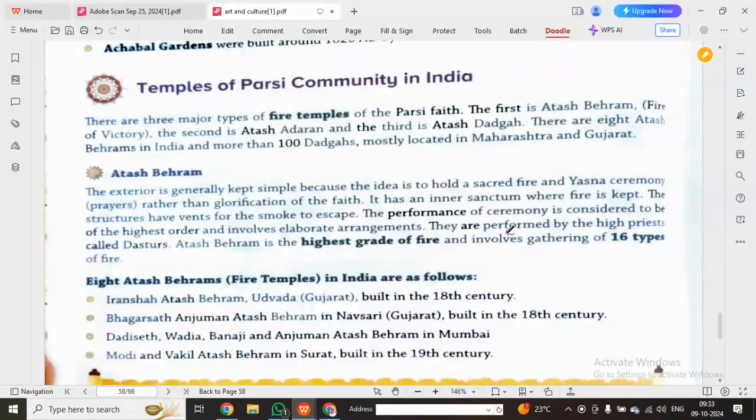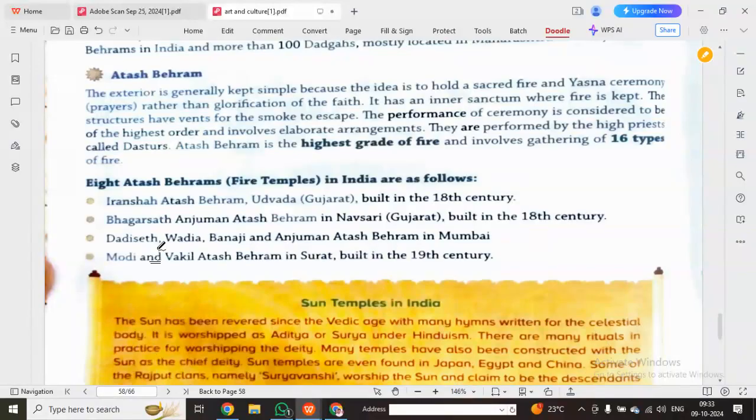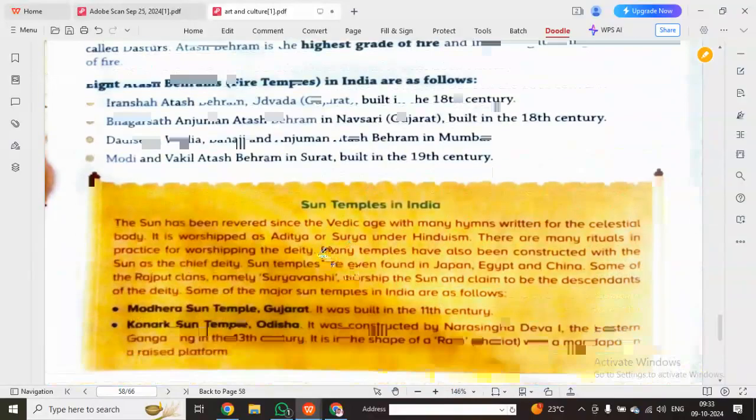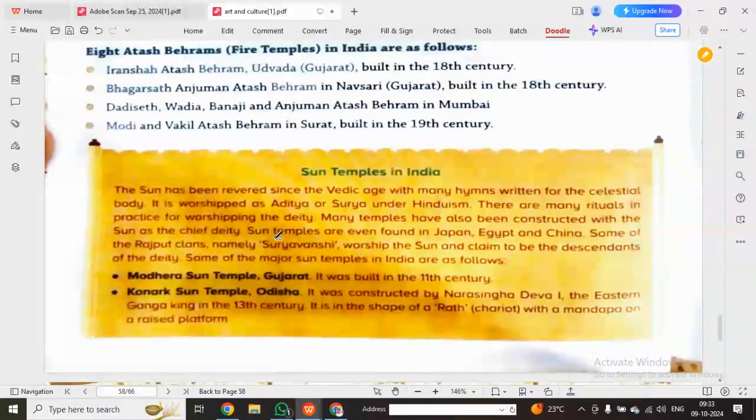Atash Behram is the highest grade of fire. 16 types of fire. 8 Atash Behrams fire temples are in India, so देखेंगे हम उनके बारी बारी डिटेल में. दादी सेठ, वाडिया, मोदी एंड वकील अतश बेहरम, बाबर साथ, अंजुमन अतश बेहरम, गुजरात अगेन, ईरान शाह. तो देखिए गुजरात, मुंबई एंड देन सूरत, गुजरात.